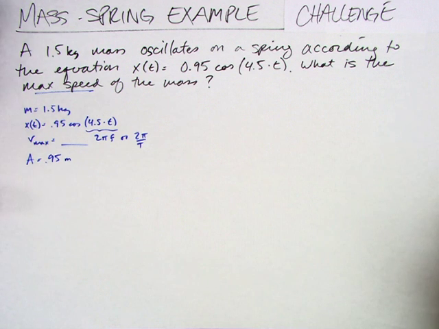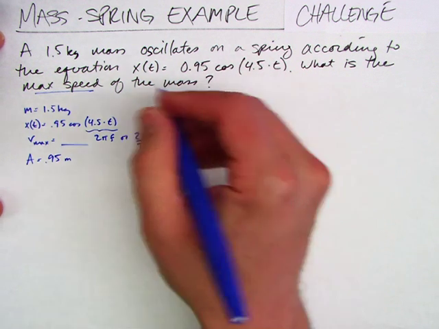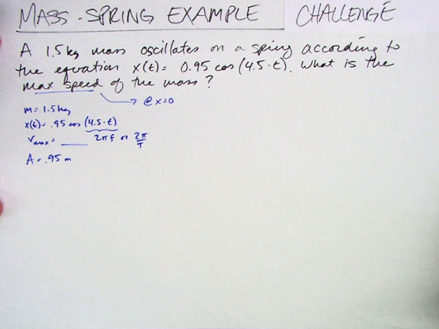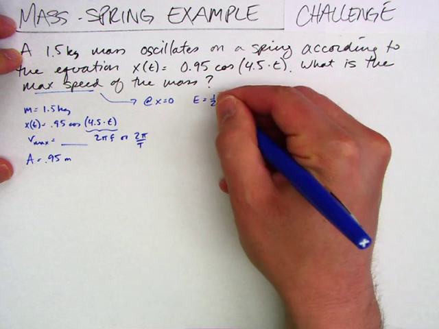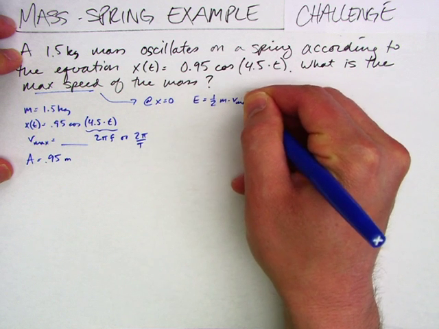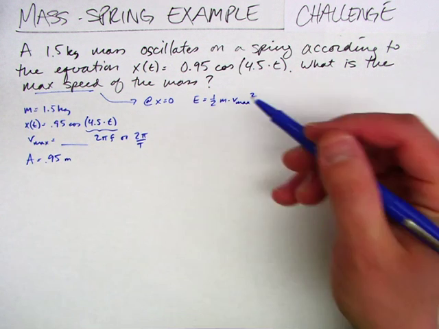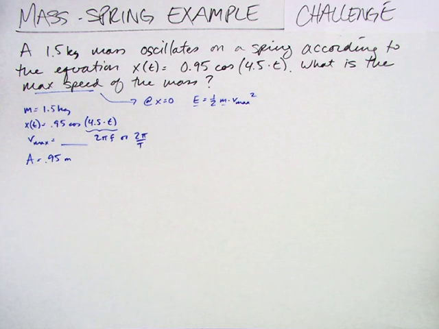All right, well, let's first work backwards and see, how do I find max speed? Well, I know max speed occurs at equilibrium. So I'm going to reach max speed at a position of 0. When I'm at that, I know that my total energy is all kinetic. So my total energy at equilibrium in the oscillating spring is 1/2 m v max squared. If I know the total energy and I know the mass, then I can find V max using energy.